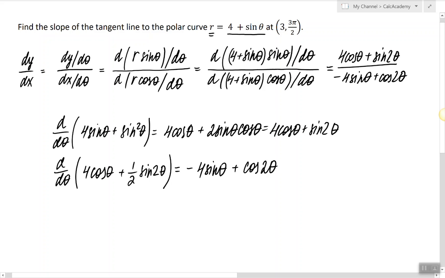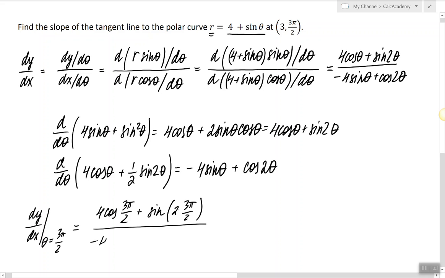We found the derivative as a function of theta, so now we just have to evaluate it at theta equals 3 pi over 2. So dy/dx evaluated at theta equals 3 pi over 2 is equal to 4 cosine of 3 pi over 2 plus sine of 2 times 3 pi over 2, divided by negative 4 sine of 3 pi over 2 plus cosine of 2 times 3 pi over 2.